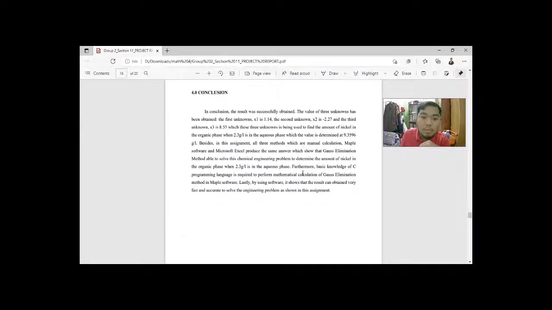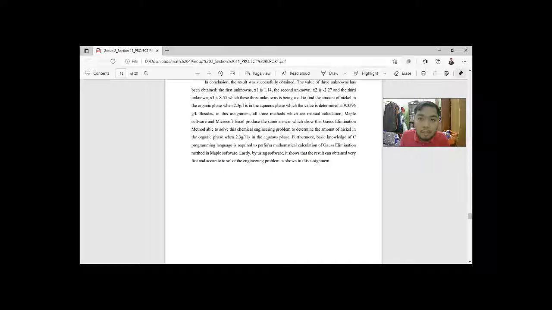Lastly, as a conclusion, the result was successfully obtained, and we got the three values of the unknowns and the value of nickel with accuracy. With these three methods, we learned a lot about the Gauss elimination method, and using Excel and Maple shows that the result can be obtained very fast and accurately to solve the engineering problem shown in the assignment.